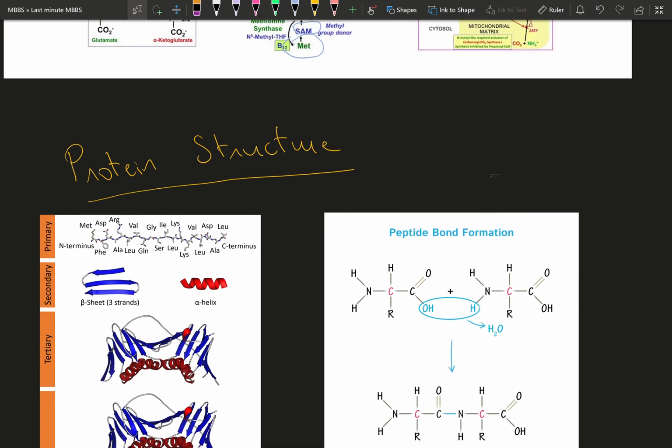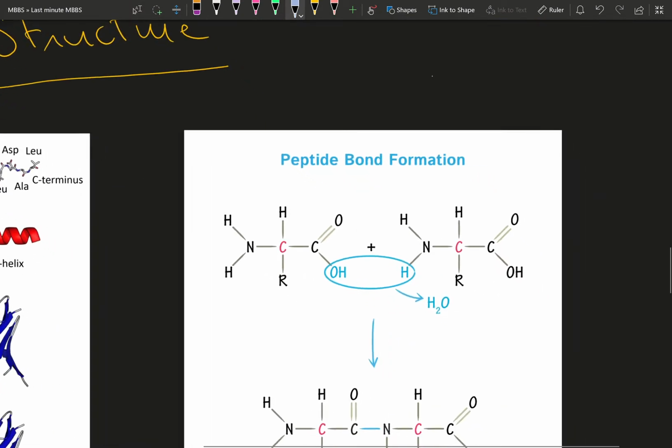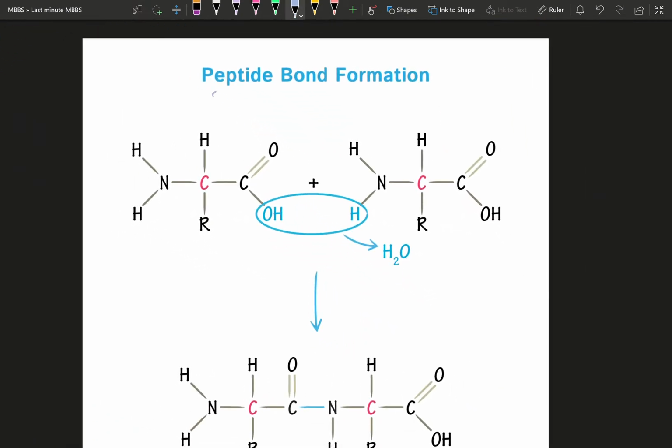So with our knowledge on amino acids, we are going to proceed to the next topic, which is proteins. Amino acids combine together to form proteins. The first thing you need to focus on is peptide bond formation. So this is one amino acid and this is the second amino acid. This is the amino part of the amino acid and this is the carboxyl part.